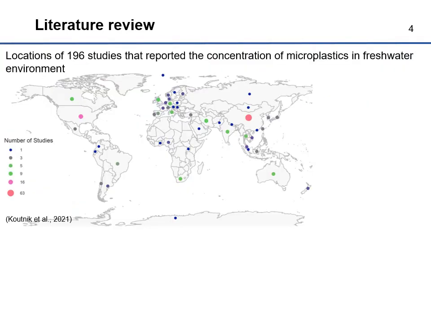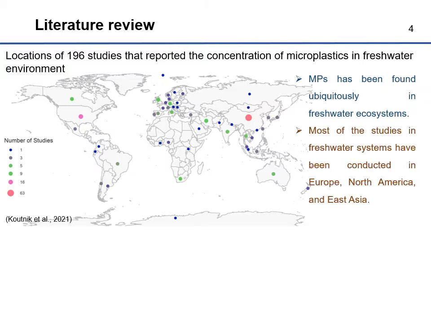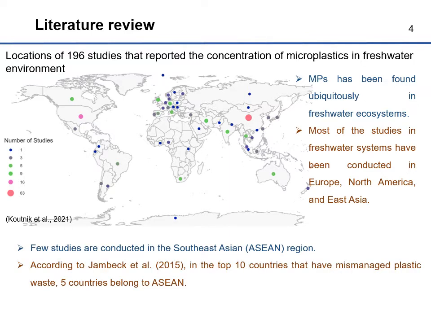And the map here shows us the studies of microplastics in freshwater environments. We see from the map that microplastics have been found everywhere in freshwater ecosystems. However, most studies have been conducted in Europe, North America, and East Asia. Few studies are conducted in the Southeast Asia region, and according to a study by Jambeck, among the top 10 countries that have problems managing plastic waste, 5 countries belong to Asia. This shows a significant gap that needs to be filled in further study.